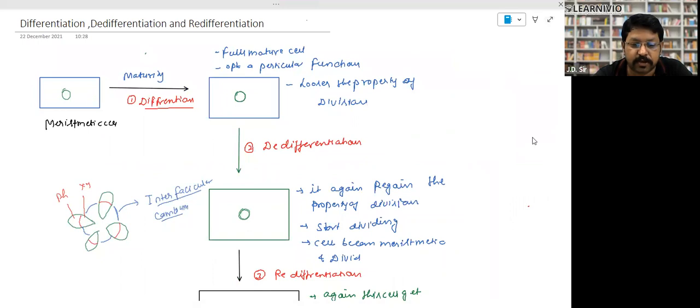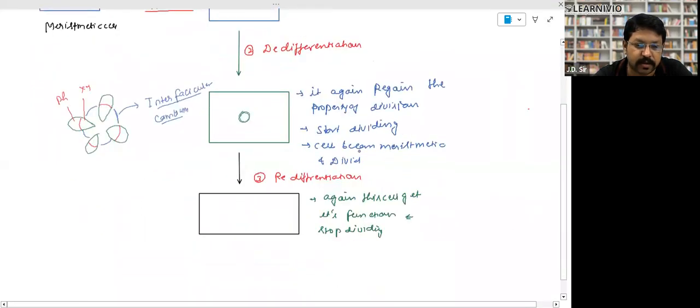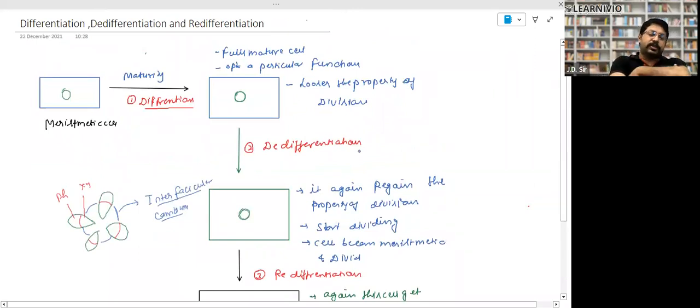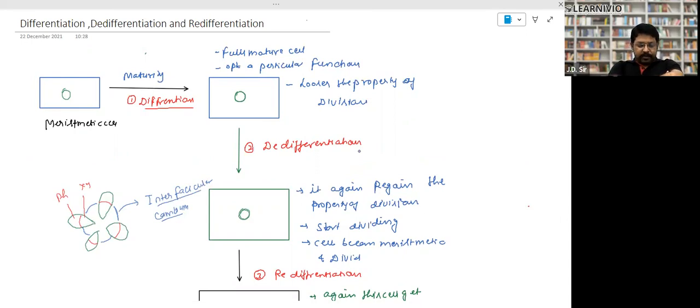What is de-differentiation? What is redifferentiation? Can any one of you tell me what is redifferentiation? Or what is de-differentiation? When a cell gets a particular function, that is called differentiation. You're asking about de-differentiation: when it loses the function.